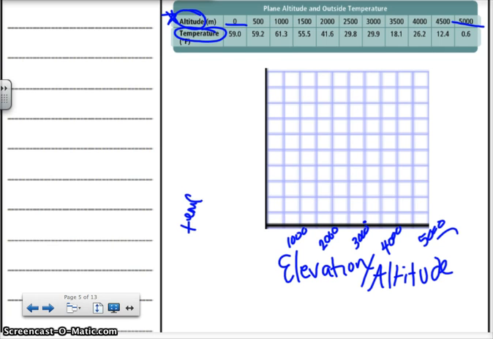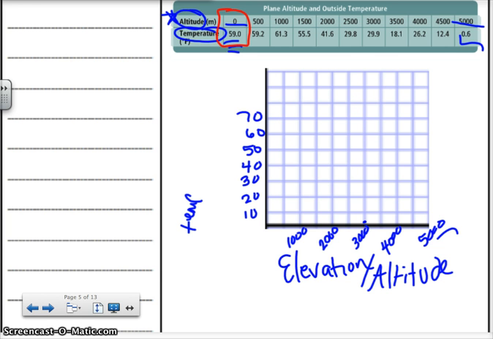Temperature is more tricky. I go from 0.6 to 59, so it's a little bit harder. I think we're going to go by tens. 10, 20, 30, 40, 50, 60, 70. Okay, and now I'm just going to start plotting. These are all points.